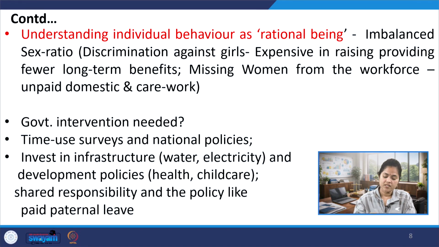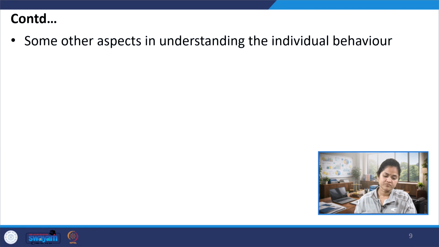So while discussing these two problems, we also understood the role of the government, how government intervention is required, and what steps can be taken by the government itself in order to solve these problems.